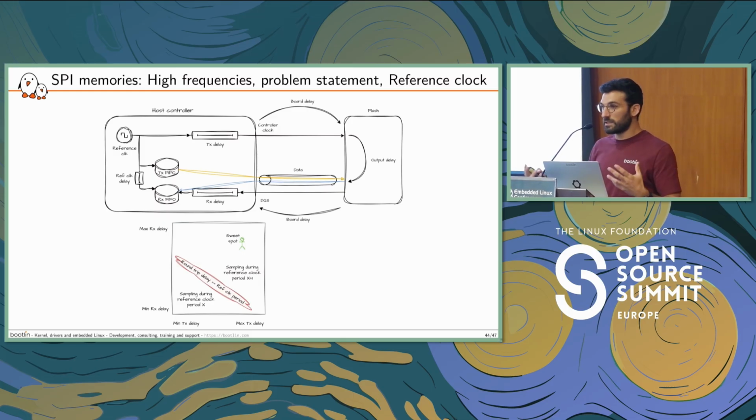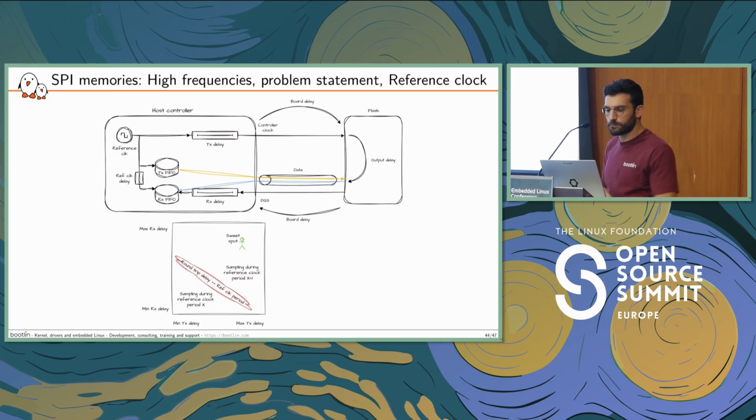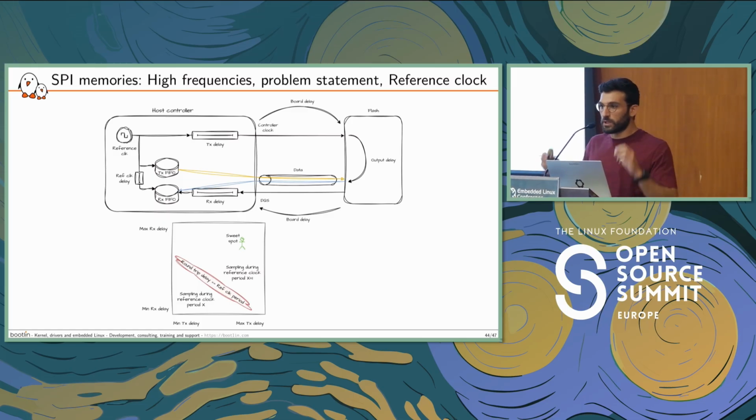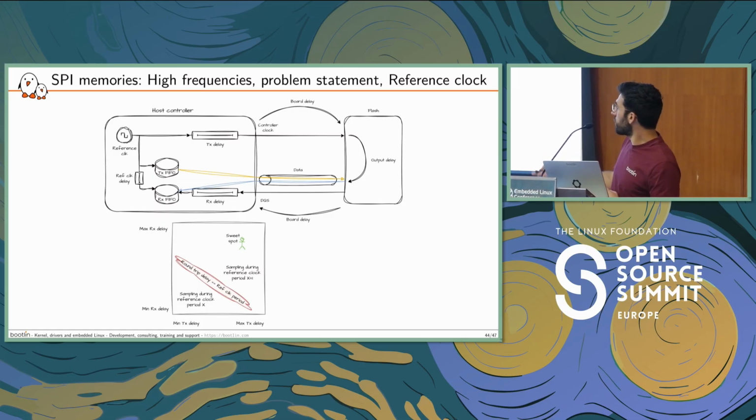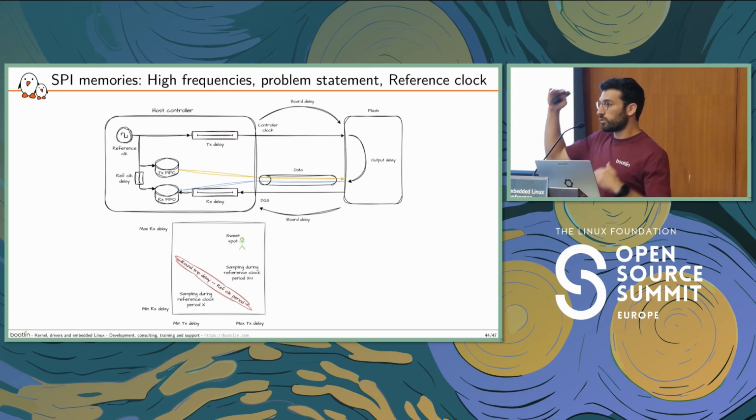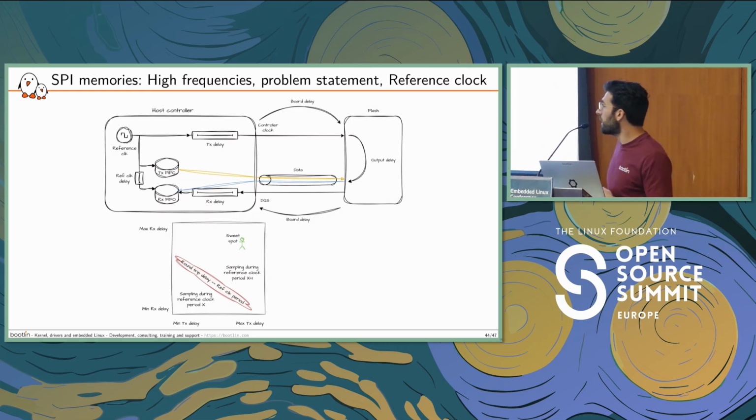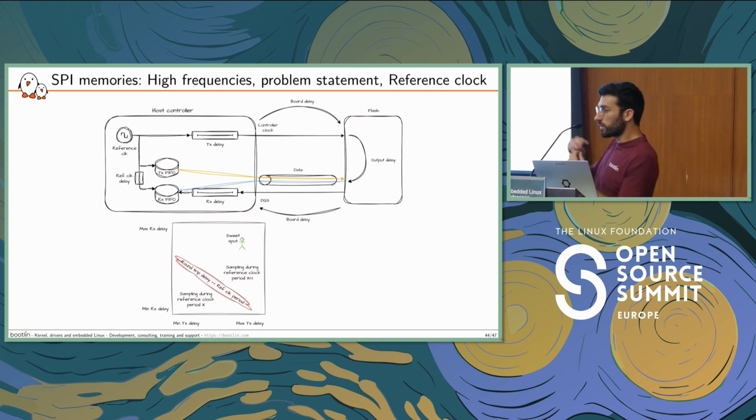So that's a lot of delays, and we might need to further move the window when the controller reads the FIFO. Otherwise, we might again get the wrong bit. So overall, if we picture that on a graph, we get this square here with a minimum and maximum transmit and reception delay. This is what we can tune on the controller side, minus a diagonal which represents the switch from one reference clock edge to another.